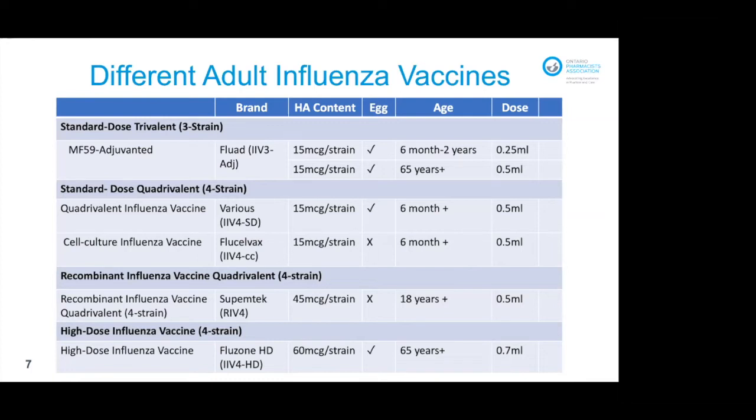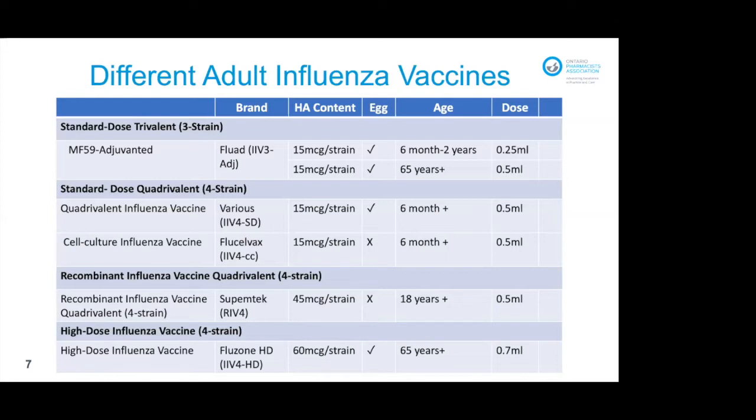This is primarily recommended for individuals who are 6 months to 2 years, and the dose for that is about 0.25 mils. And we also know that the Fluad comes with the adjuvant at 0.5 mils for individuals who are 65 years and older. We know that there's a standard dose quadrivalent vaccine, which looks at 4 strains. So the trivalent vaccine looks at 3 strains, which is specifically 2 of the influenza A virus and 1 of the influenza B, whereas the quadrivalent vaccine looks at 2 of the influenza A and 2 of the influenza B viruses.